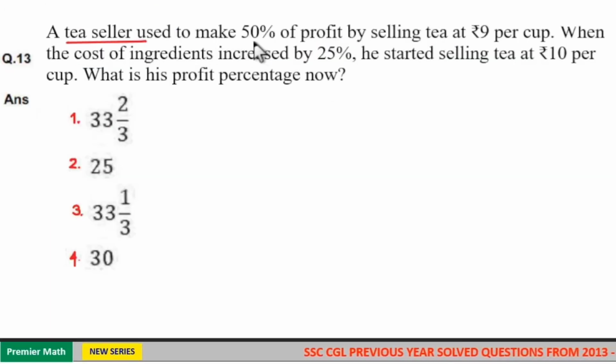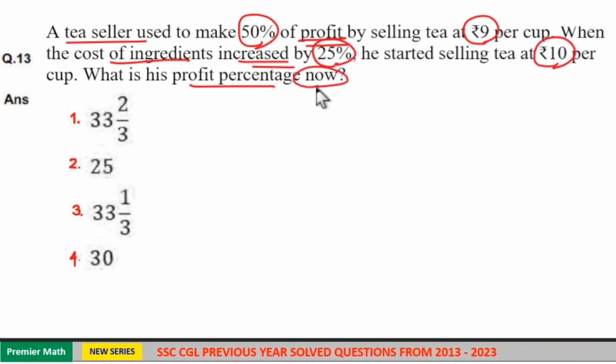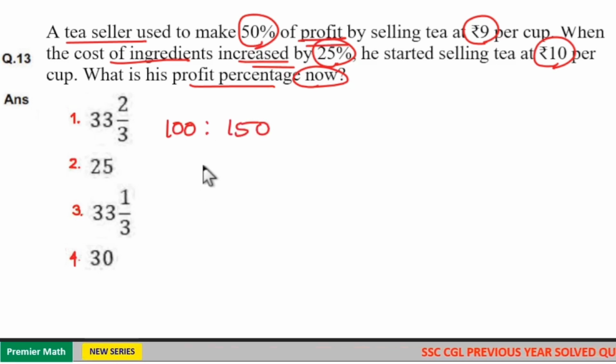A tea seller used to make 50% profit by selling tea at 9 per cup. When the cost of ingredients increased by 25%, he started selling tea at 10 per cup. What is his profit percentage now? Here, profit is 50%, which means if 100 rupees is the cost price, 100 plus 50, 150 rupees is the selling price. 50 goes 2 times in 100, 50 goes 3 times in 150.